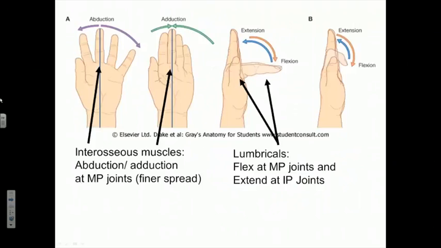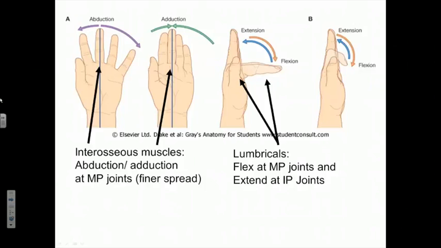So first off, let's review finger movements, because the thumb is going to have movements available that will flex, extend, abduct, and adduct it. But we're going to see in a moment that the planes at which those actions occur are very different than the planes where those actions occur in the fingers.